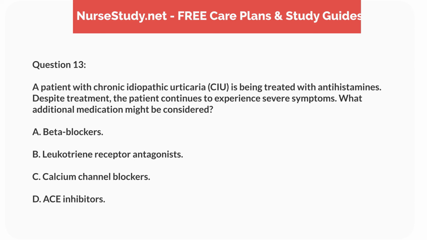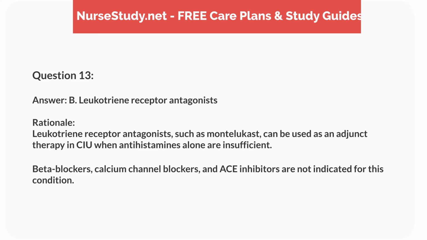Question 13. A patient with chronic idiopathic urticaria, CIU, is being treated with antihistamines. Despite treatment, the patient continues to experience severe symptoms. What additional medication might be considered? A. Beta blockers. B. Leukotriene receptor antagonists. C. Calcium channel blockers. D. ACE inhibitors. Answer. B. Leukotriene receptor antagonists.